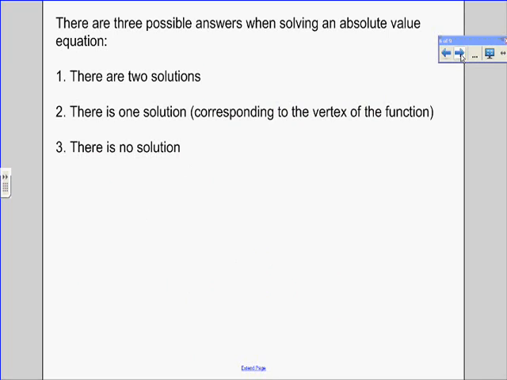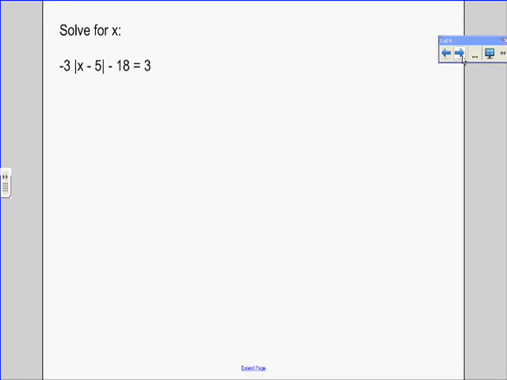A few things to note here. There are 3 possible answers whenever we are solving our absolute value equation. The first one being that there are 2 solutions, like the example that we just did. We can also have one solution, which would correspond to the vertex of our function, or we could have no solution. And that's when we isolate and we end up with a negative. But it is very important for us to isolate because it's possible that a negative on the right, when the absolute value is not isolated, could become a positive once we remove all of the other terms around the absolute value. Let's look at one more example before the end of the video.